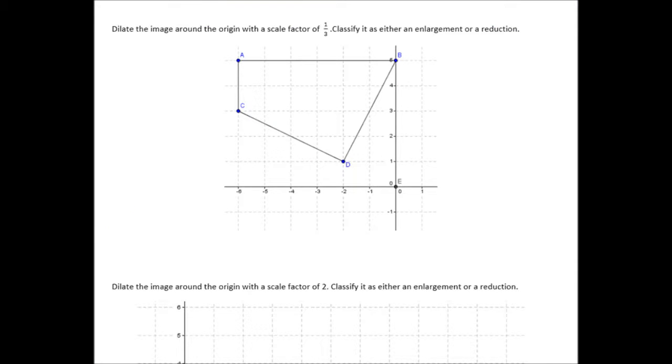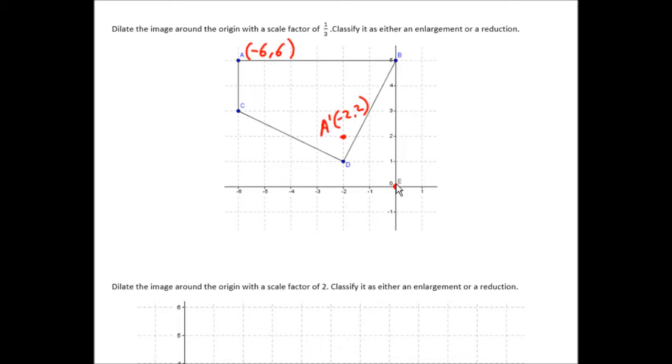In the first example in the notes, we're asked to dilate the image from the origin with a scale factor of 1/3. So we want an image that is 1/3 as big, that is 1/3 the distance from the origin. To do that, we can look at the coordinates. Point A is at -6, 6. 1/3 of the way from the origin to point A is going to be at 1/3 the coordinates. Point A prime will be at -2, 2.